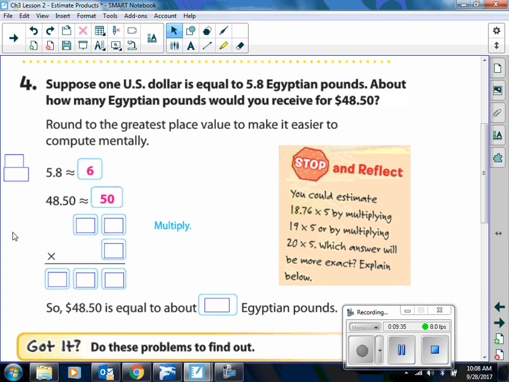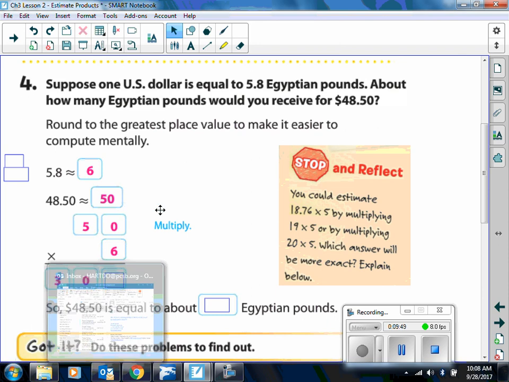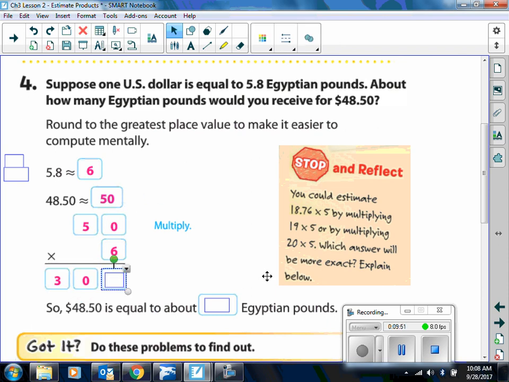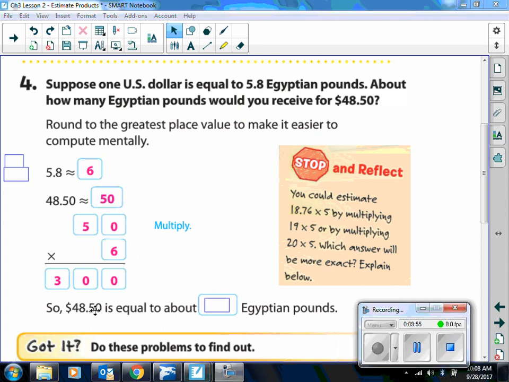And then we can just multiply. So we are going to multiply 50 times 6. So 5 times 6 is 30. And then we're going to add that 0 right there. So $48.50 is about equal to 300 Egyptian pounds.